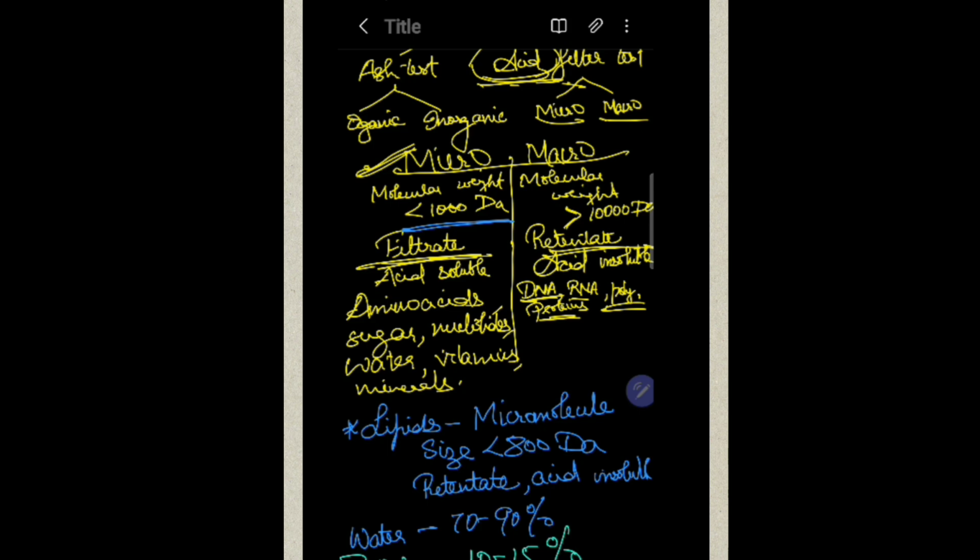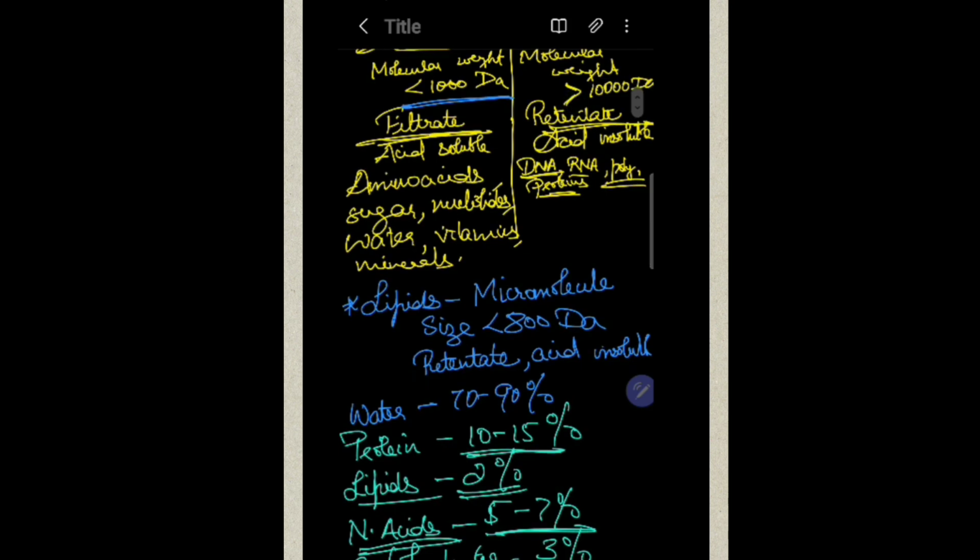Now I have to teach lipid. I will start from lipid in the second part. Then I will tell you the reason why lipid is considered a retentate, even though it is a micromolecule. Its size is less than 800 Dalton, but it is considered a retentate. That is, they are acid insoluble.